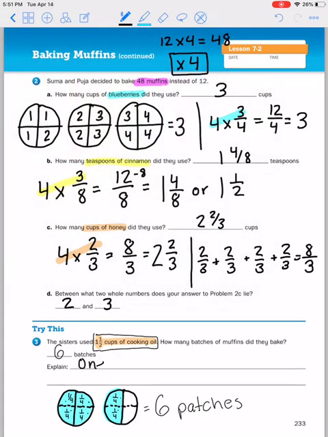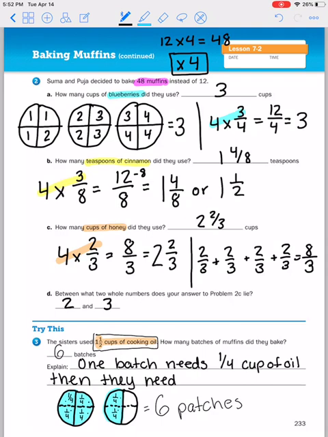So if one batch needs 1/4 cup of oil, then they need 6/4 or 1 1/2 cups of oil for 6 batches.